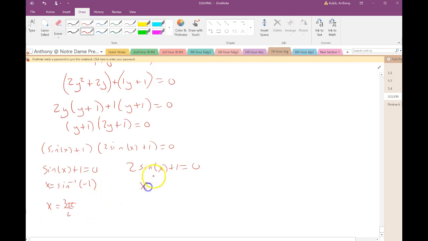Over here, if I subtract 1, divide by 2, and then do the sine inverse, I get sine inverse of -1/2. If I go to my unit circle, that's a unit circle value. I find 7 pi over 6 and also 11 pi over 6.